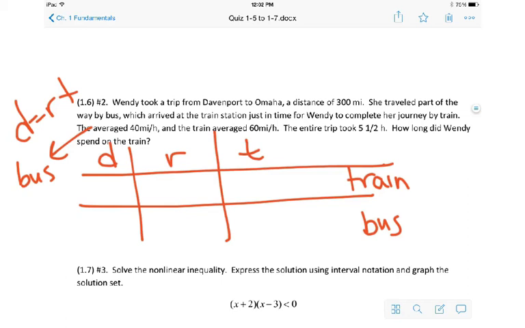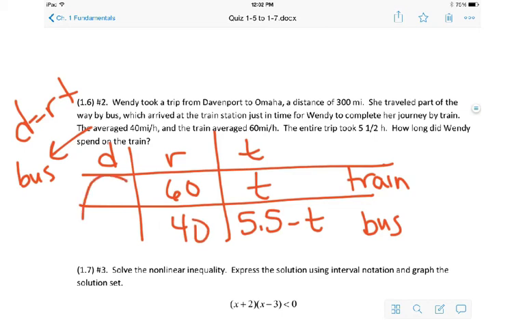I don't know how long she was on the train. Let's call it T for time. So she was on the train for T hours. She must have been on the bus for 5.5 minus T hours. The rate the train traveled was 60 miles an hour. And the rate that the bus traveled was 40 miles an hour.